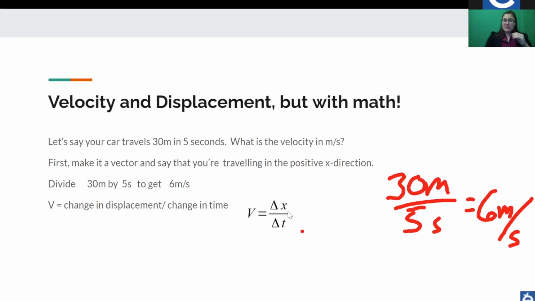So the definition of velocity is going to be the change in your displacement divided by the change in time. Your displacement was 30 meters. Your time was 5 seconds. So you start the motion at 0 meters, 0 seconds. You end the motion at 30 meters and 5 seconds.